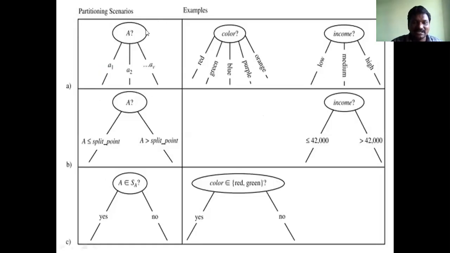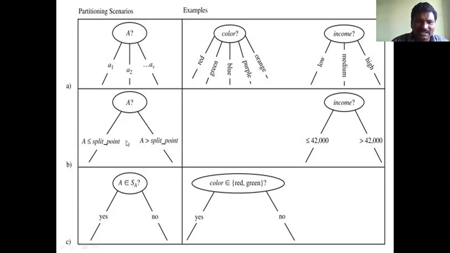If A is a discrete value, A is divided into A1, A2, A3. For example, I am taking color as an attribute. Color may be red, green, or blue. In the previous example, I am taking income. Income is low, medium, high. These are all discrete variables. In this way, you select the attribute values for the categorical attribute. Here, income may be low, medium, high.